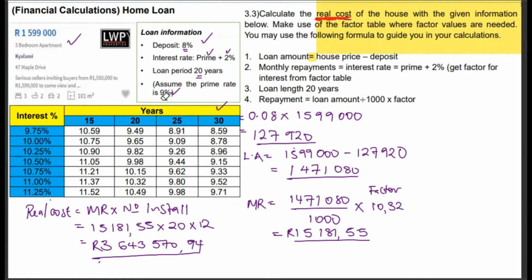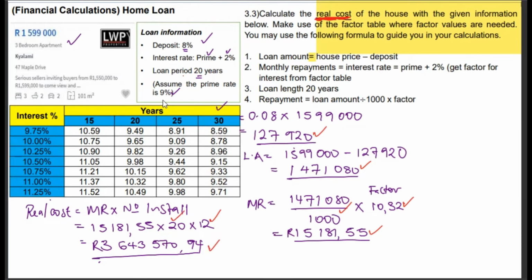Let's see how it's marked. First and foremost, you looked for the deposit. On top of that, you looked for the loan amount. Number two, you substituted and looked for the monthly repayment. You got the loan amount divided by 1,000. You got the right factor. You got the right answer. Then you multiplied by the number of installments. You've got your final answer there.